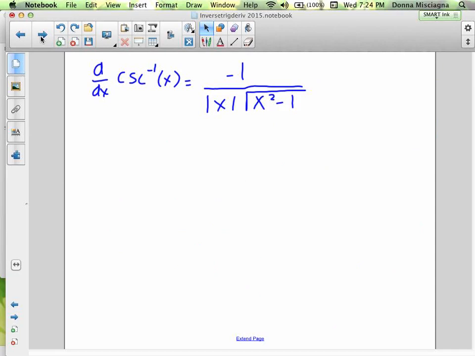So the derivative of arc cosecant x is negative 1 divided by the absolute value of x times the square root of x squared minus 1. There it is. We have 1 left.